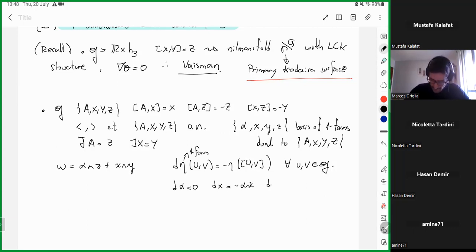The y is plus x wedge z. And e z is just alpha wedge z. So that's the description of the differential of the one forms from the basis.